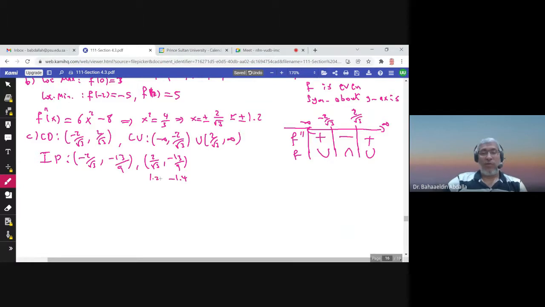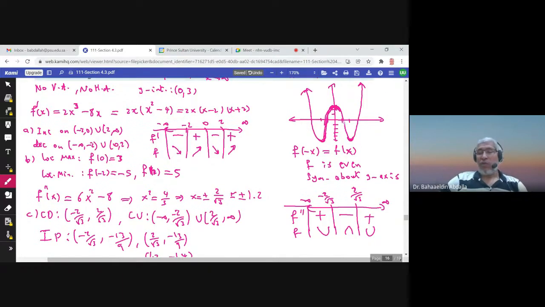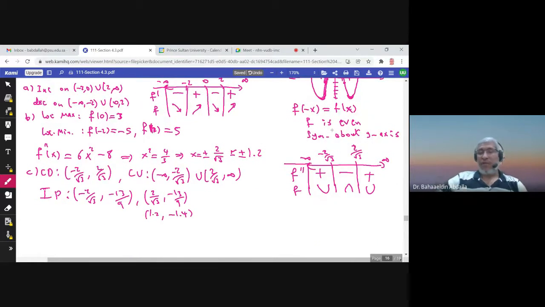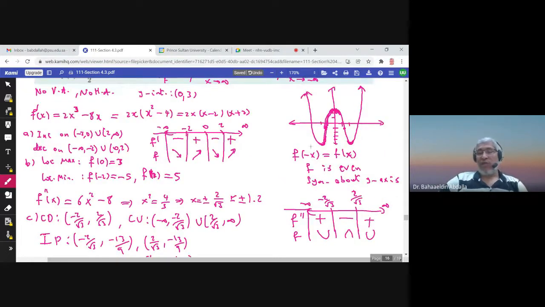So this is 1.2 and this is negative 1.4. So 1.2 and negative 1.4, it's somewhere here, somewhere here. These are the inflection points. So the graph satisfies all the conditions. Concave up to this one, concave down up to here, concave up again, decreasing up to negative 2, then increasing, then decreasing from 0 to 2, then increasing. Everything is fine.